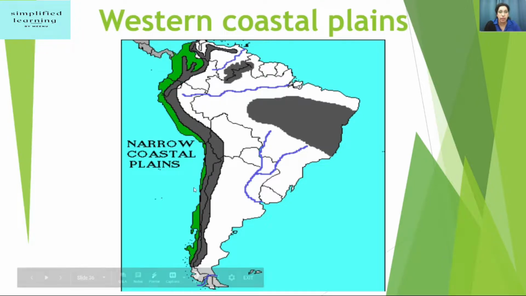So what are coastal plains? Water on one side and land on the other side. Clear? So this is a very narrow plain lying between the Andes and the Pacific Ocean in the western part of the continent. This coastal plain extends along the entire length of the continent and its width varies. In Peru, where it is widest, the width is 80 kilometers, while elsewhere it varies between 10 to 15 kilometers.